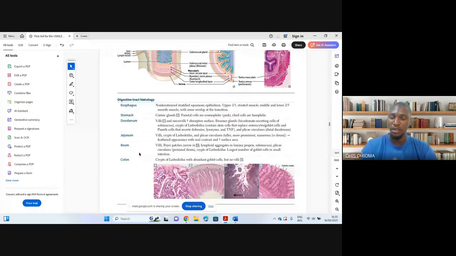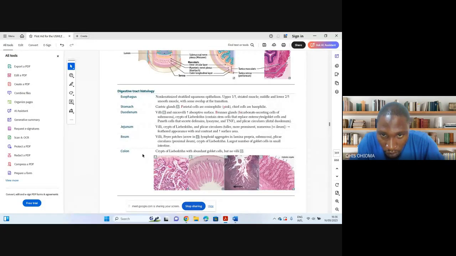And when we're talking about hypertrophic pyloric stenosis, I told you how that is formed. The parietal cells are eosinophilic, and it's very important for you to recognize them. So let me show you this.